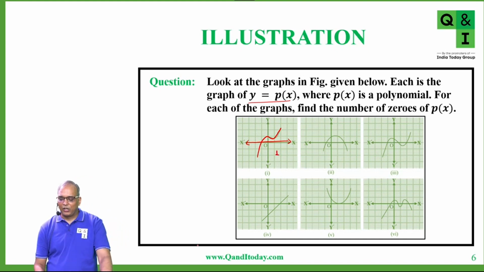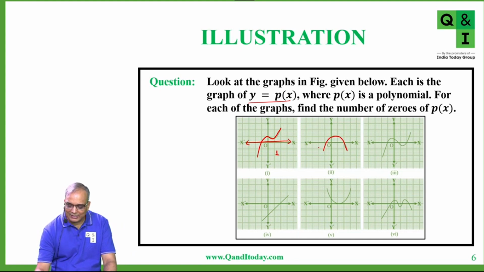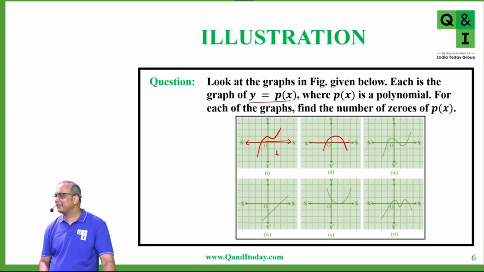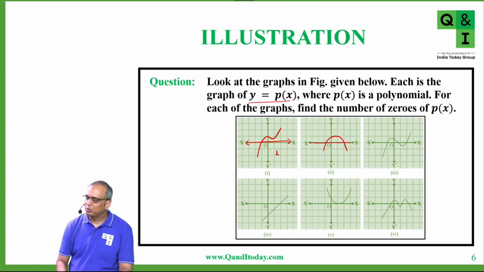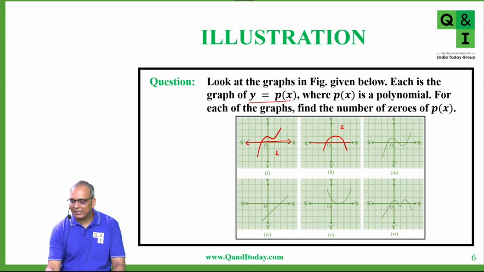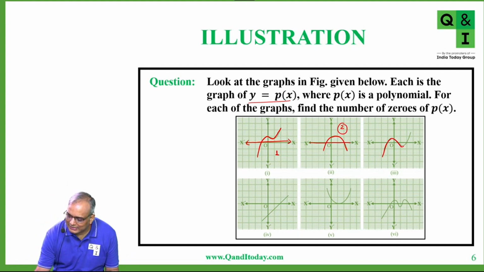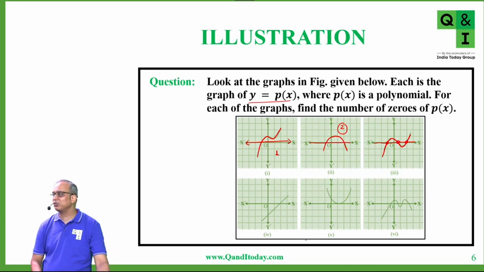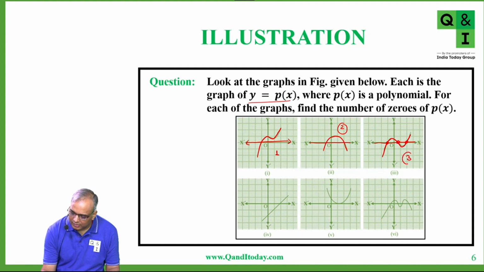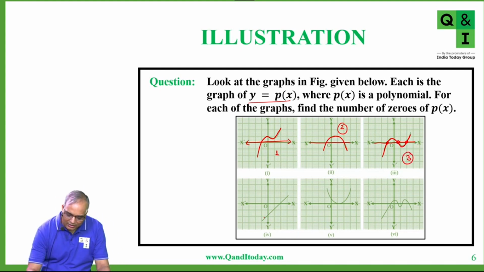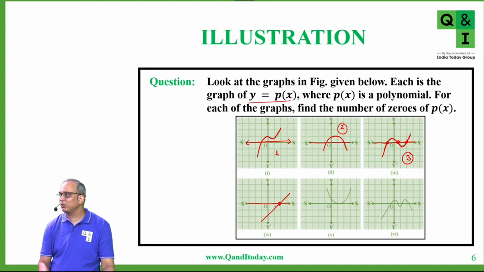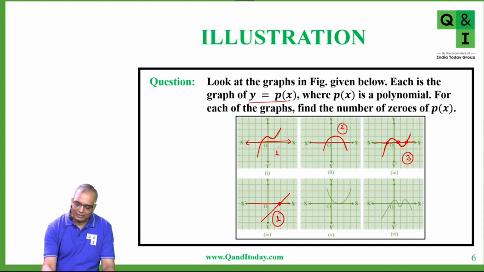Now in the second case, the graph cuts the x-axis 2 times. So the number of zeros here is 2. The number of times the graph cuts the x-axis will give you the number of zeros. In the third case, the graph is cutting the x-axis 3 times, at this point and this point, so the number of zeros would be 3. In the fourth case, the graph is cutting the x-axis at only 1 point, so the number of zeros is 1.